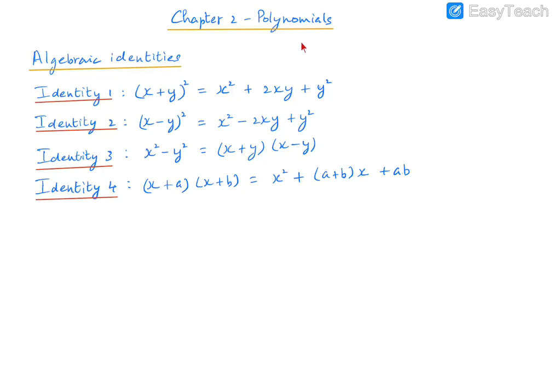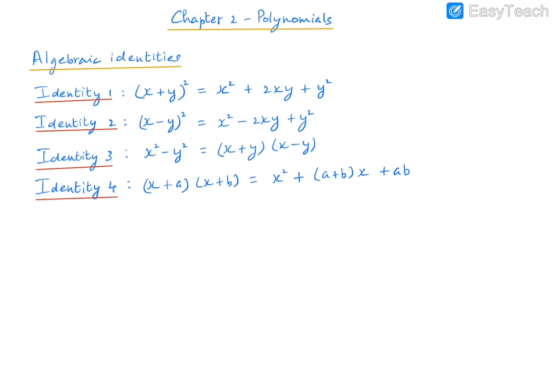Let us continue our discussion on the chapter of polynomials, and we will now be doing the last part of this chapter, which is algebraic identities. In this chapter, we are going to study a total of 8 different identities. However, in this class, we will cover only the first 4 identities. The remaining 4 identities we will do in the next class.